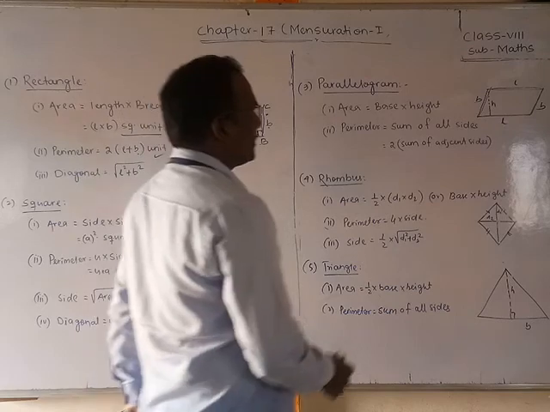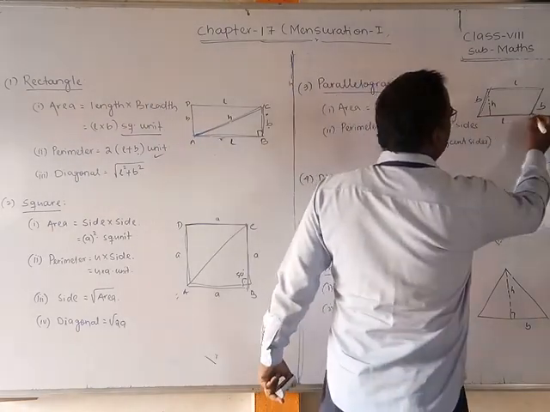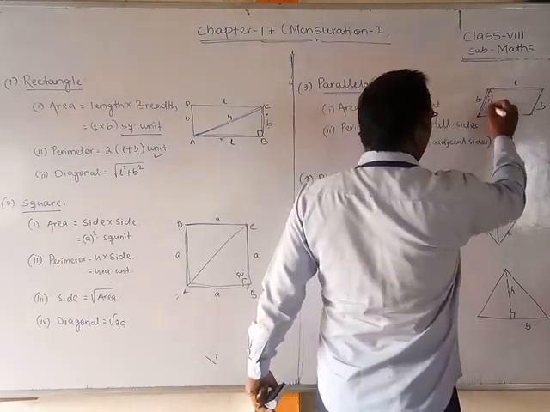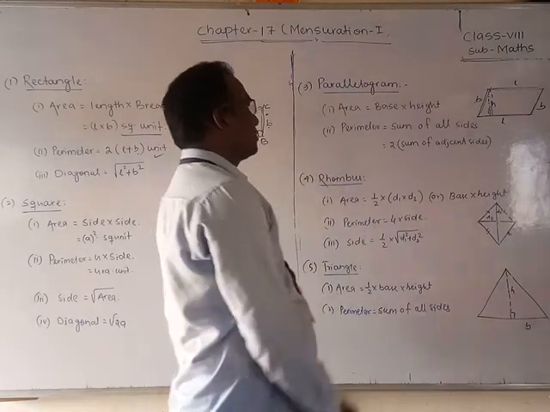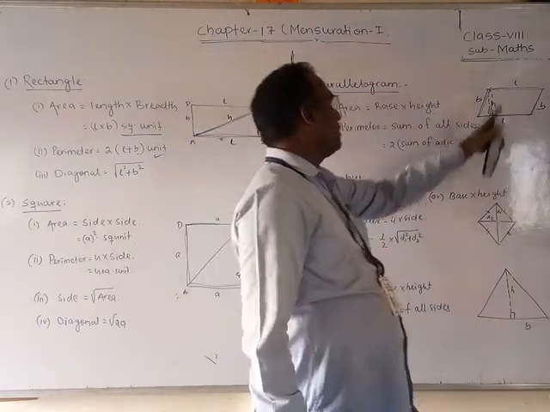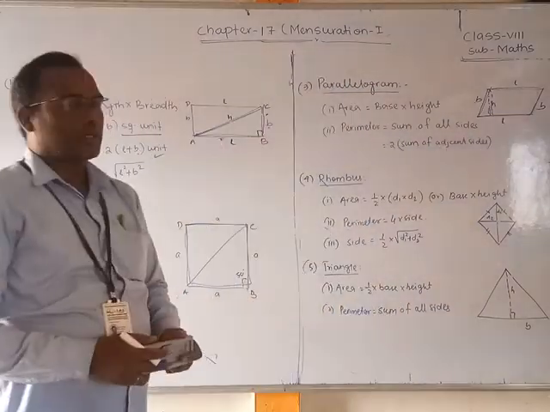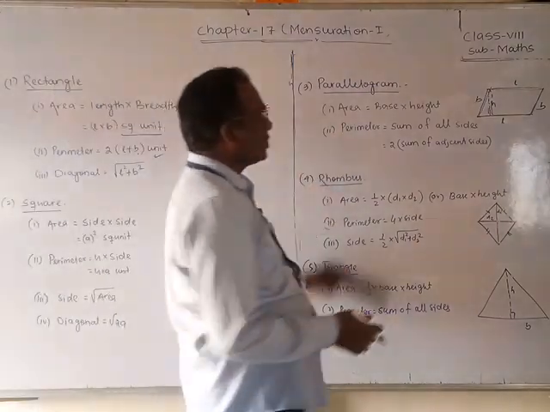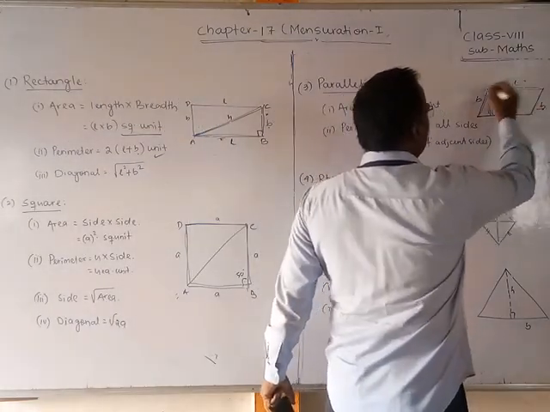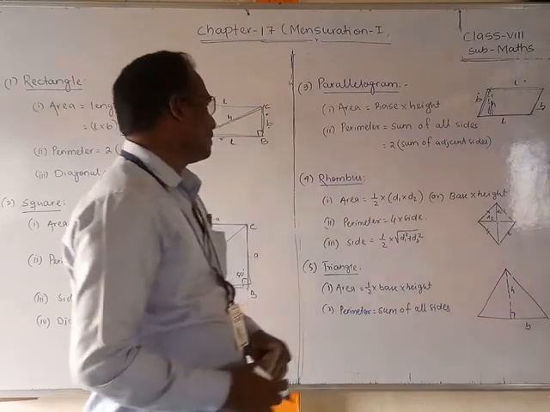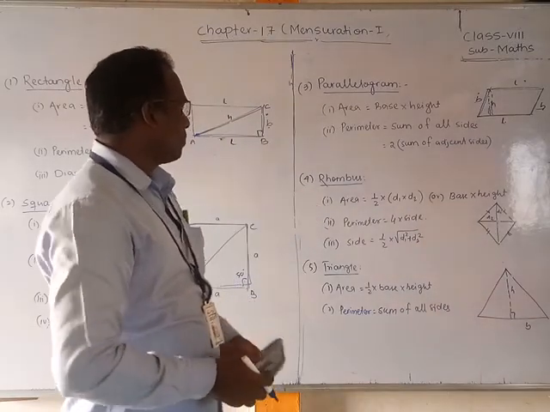Now base into height, what is that? It is the area. From the base, if you draw the perpendicular height, you will get that height. So base into height is the area of the parallelogram. Next, the perimeter is the sum of all sides. That means if you add all the sides, we will get it. Now we will go for the rhombus.